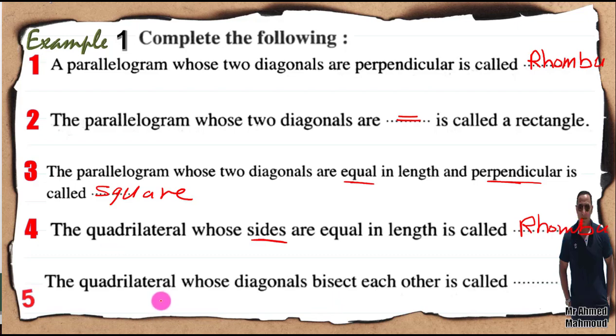Okay, number 5, the quadrilateral whose diagonals bisect each other. The diagonals bisect each other in the parallelogram, in the rectangle, in the square, in the rhombus. But here he just said the diagonals bisect each other. So I will say the parallelogram.